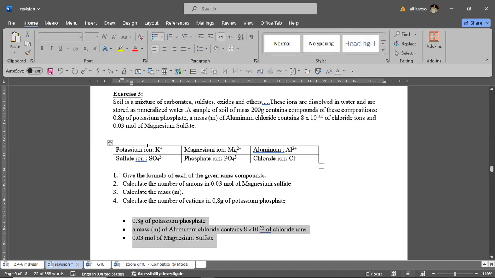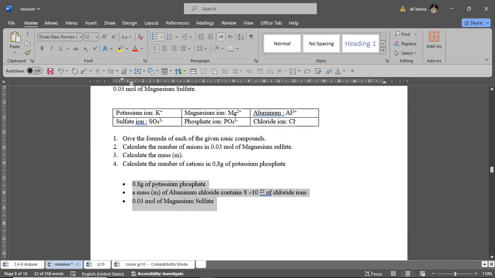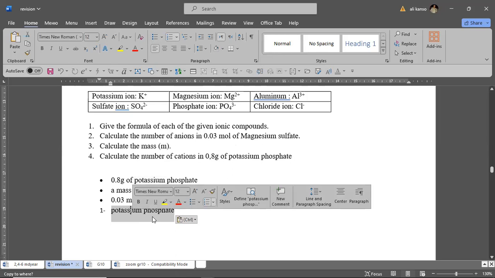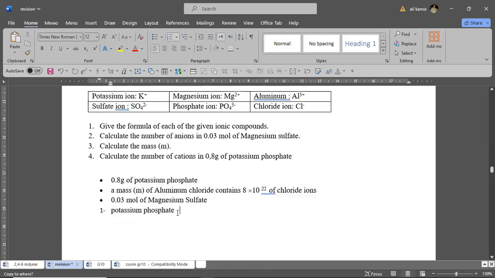First question, and we are given also the ions that these compounds are composed of. Give the formula of each of the following given ionic compounds. Let's start with potassium phosphate. Answer the first question. Potassium phosphate. What is potassium? Potassium is given as K plus.